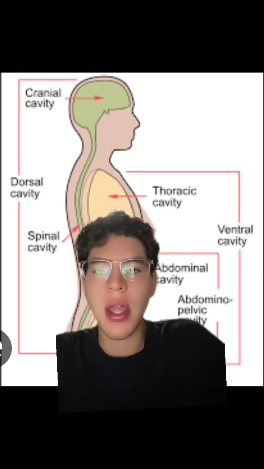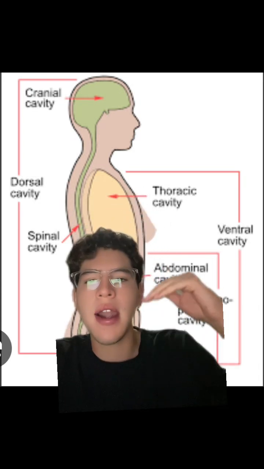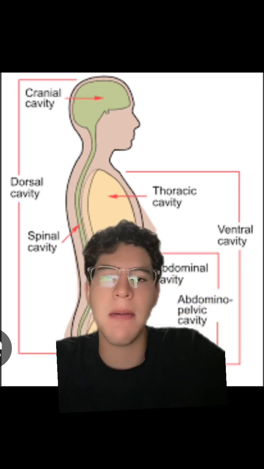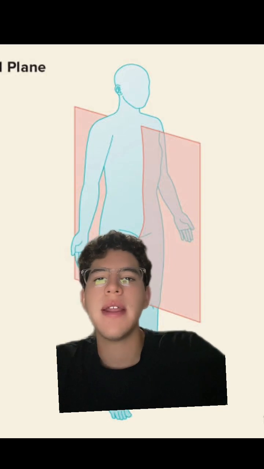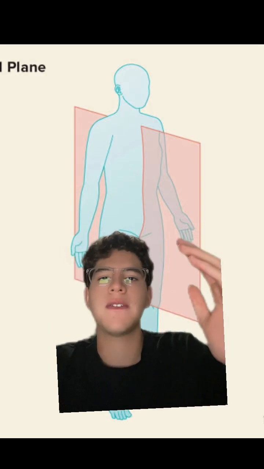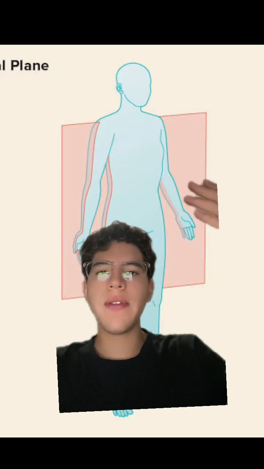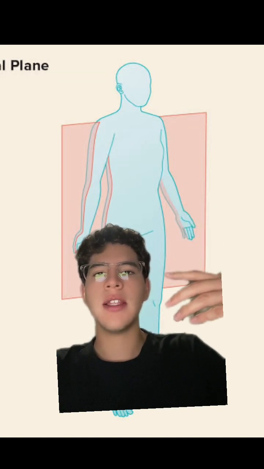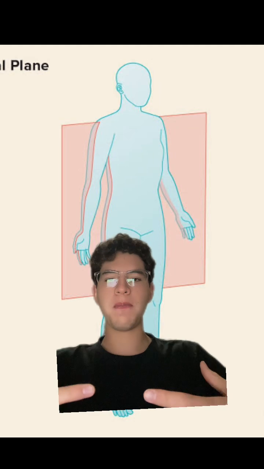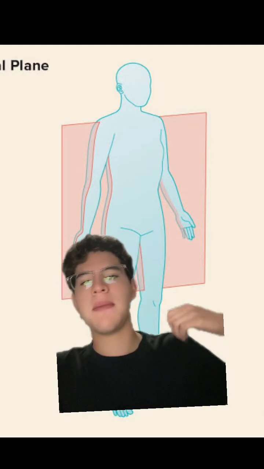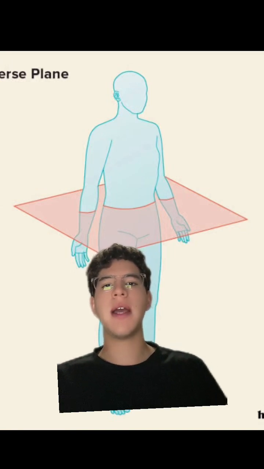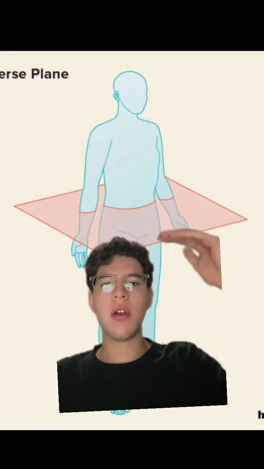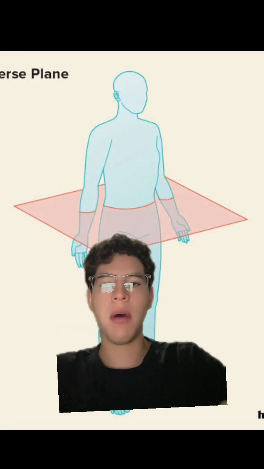Now we're going to talk about the anatomical planes, that are imaginary lines that divide the body into sections. The sagittal plane divides the body into right and left sections. The coronal plane divides the body into anterior, that is the front part, and posterior, that is the back part of the body. And finally, the transverse plane divides the body into superior, that is the upper part, and inferior, that is the lower part of the body.